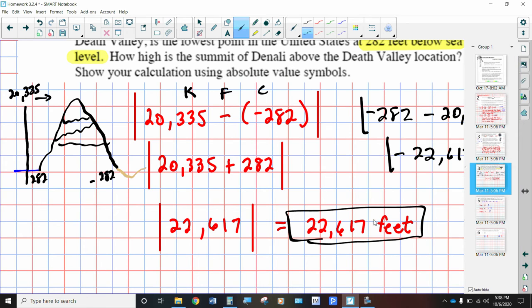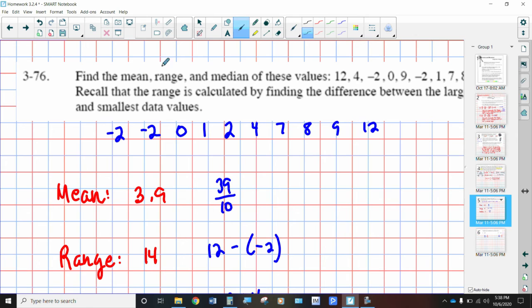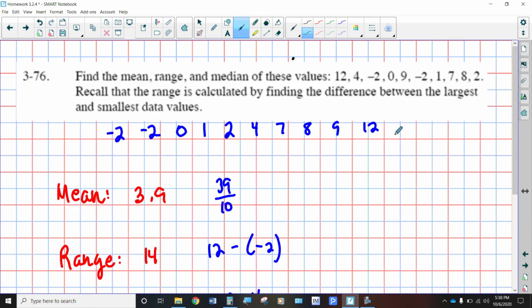Oh, we've got a couple more problems here. What do we have here? All right, so find the mean, range, and median of these values. I don't like finding the mean. Finding the mean means you have to add all those numbers together and then divide by the number of numbers. Finding the median is a little bit easier because with the median, you put them in order from least to greatest. So that's what I've got here.